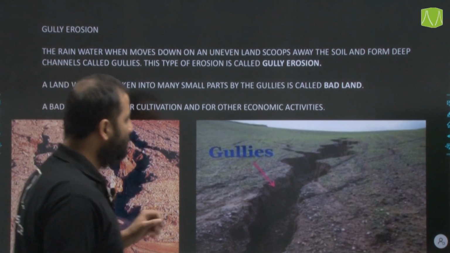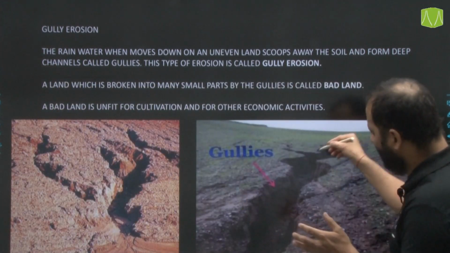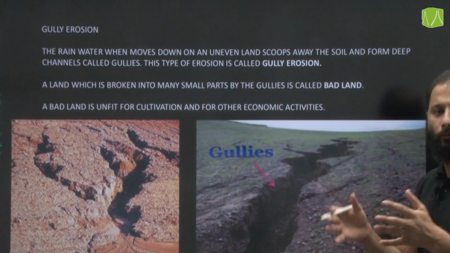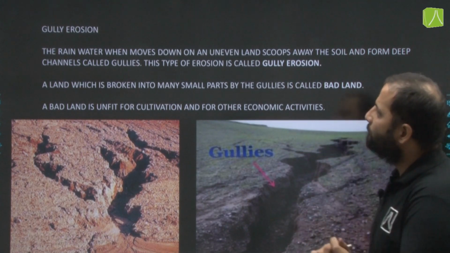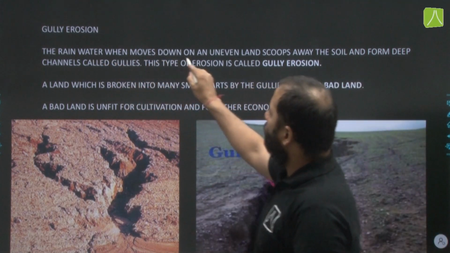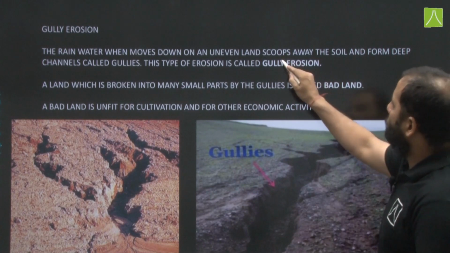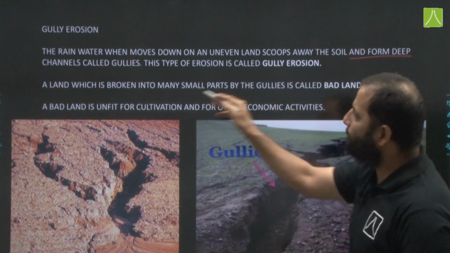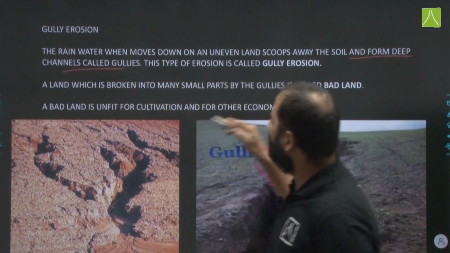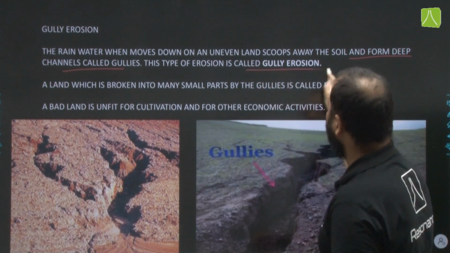The first one is gully erosion. You can see here the formation of gullies. These are also known as ravines in the Chambal area. The rainwater, when it moves down on uneven land, scoops away the soil and forms deep channels called gullies. This type of erosion is called gully erosion.